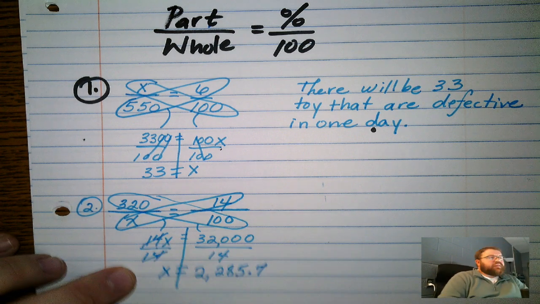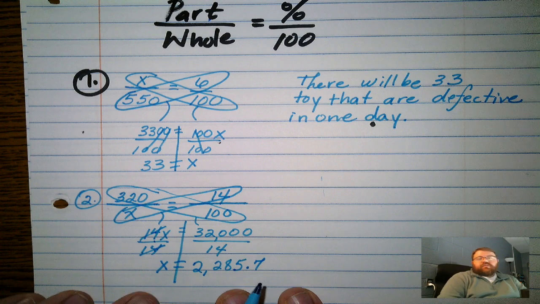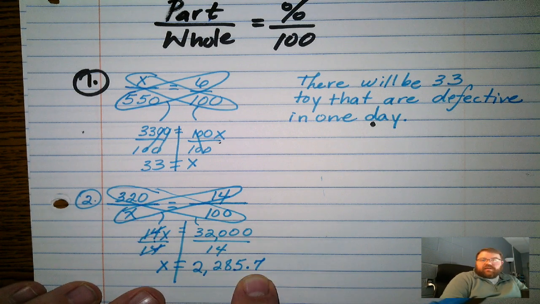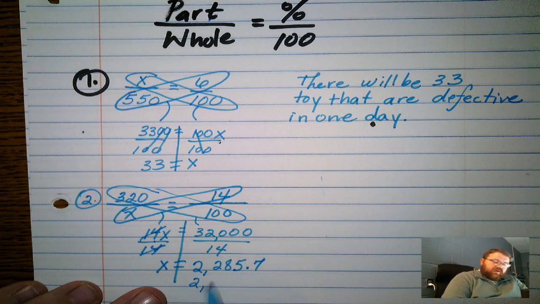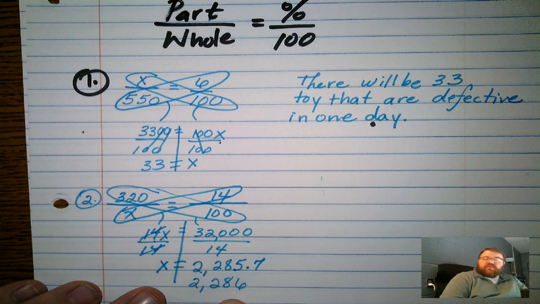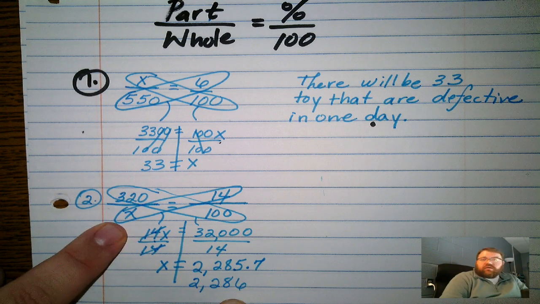2,285.7. Now, with this one, we're talking about residents. You can't have 7/10 of a resident. So you need to round this to 2,286. Now you need to, in sentence form, tell me what does this number mean? What was we looking for?